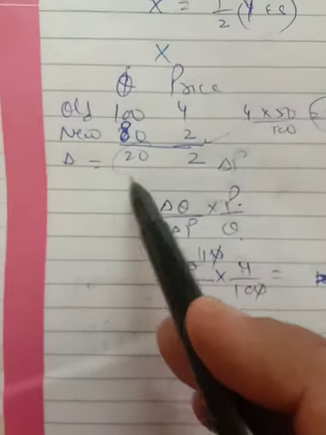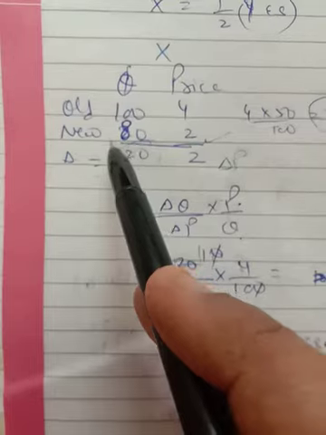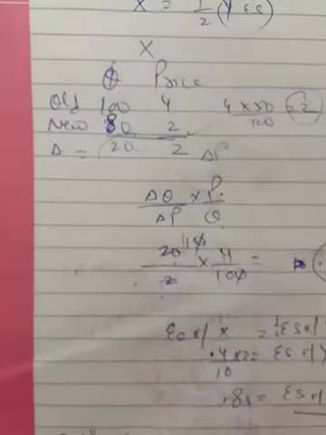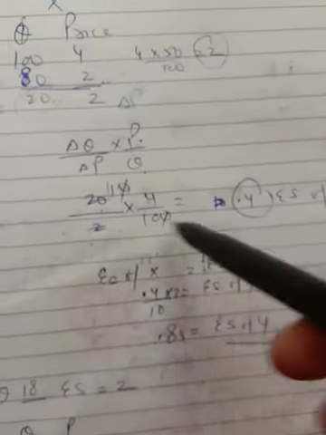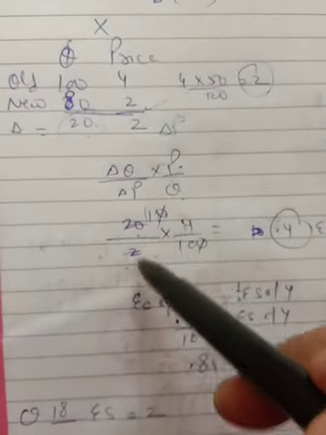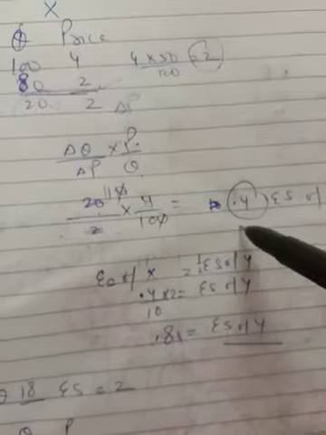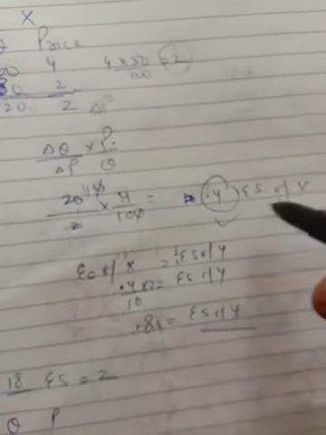So 20 units change in Q, and now the new quantity is 80 because 100 minus 20 is equal to 80. Now the proportionate method: change in Q by change in P into P by Q. Here I will solve this question, and after putting the values 20 by 2 into 4 by 100 and solving, I get the elasticity of supply, that is 0.4 for X.